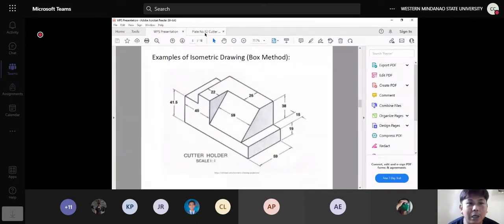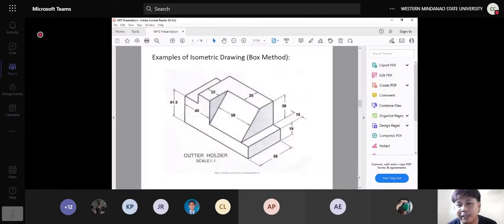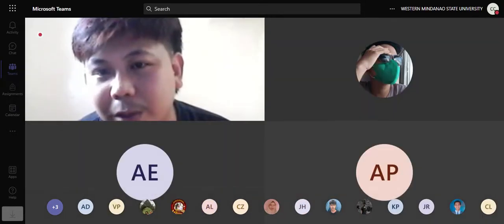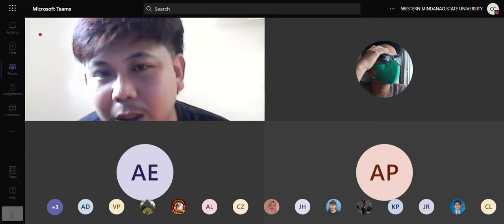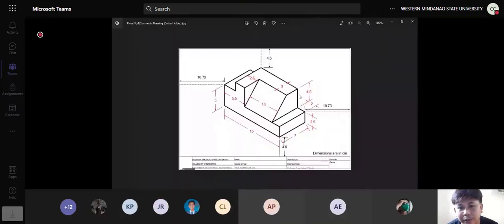Ito yung in-expect natin. Wait lang, hindi klaro. In-expect natin output para sa plate number 12. Anditong klaro yung picture lang. Saan yun? Eto. No? Visible ba, guys?